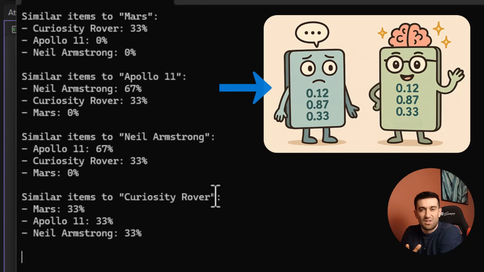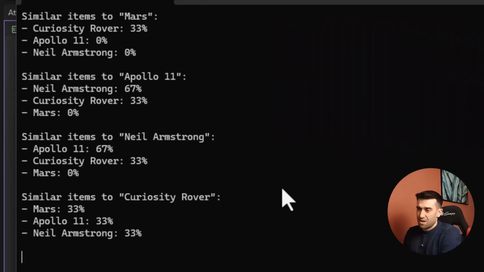A vector is just a list of numbers. It doesn't mean anything on its own. It's more like a mathematical term, whereas an embedding is a vector which carries a meaning. In our case, it carries a meaning about the planet, the astronaut, and the mission attribute. But if we look at the results, they are not as accurate as they could be, especially for the Curiosity rover. So let's improve it further.